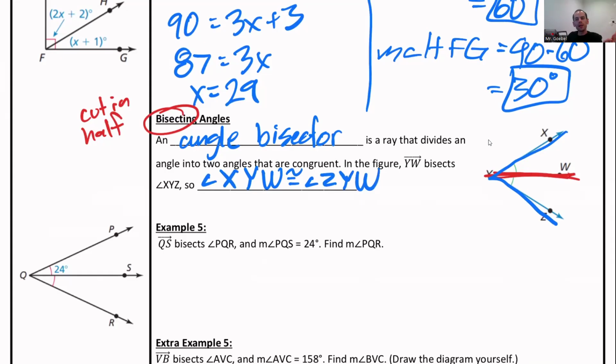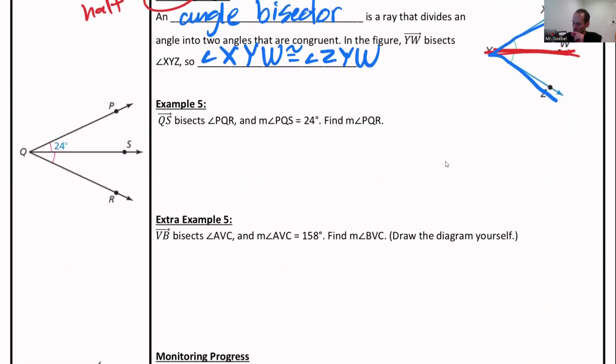If one half is 20, the other half must also be 20 then. All right. So let's take a look. Last couple questions. QS bisects angle PQR. That means it cuts PQR in half. And PQS is 24 degrees. Find PQR. Okay. They already labeled the 24 degrees for us.